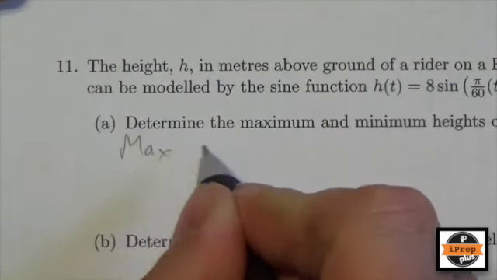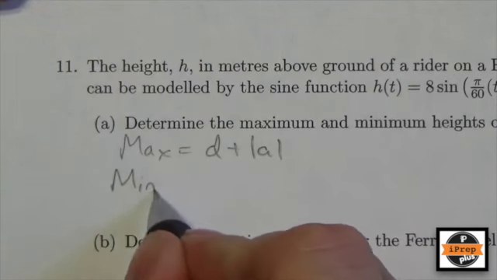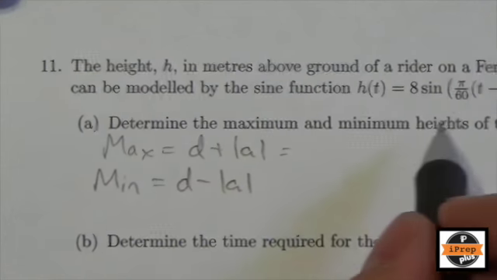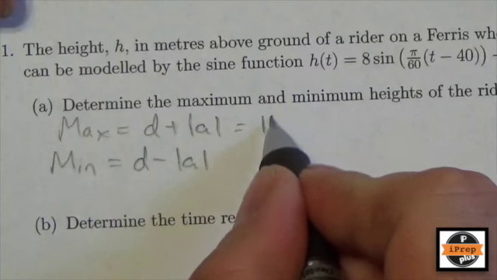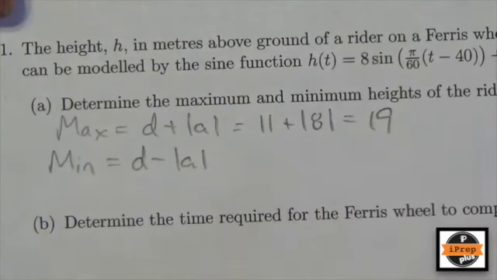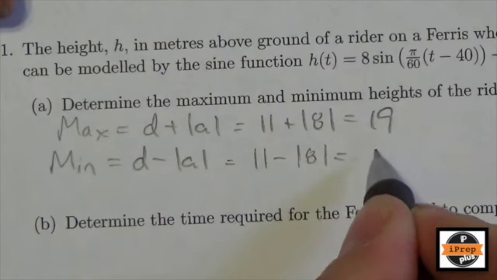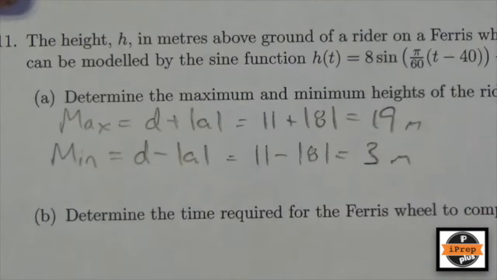Okay, well we know that the maximum is going to be the d value plus the absolute value of a, and the minimum value will be the d value minus the absolute value of a. And in this case, it's actually very straightforward to read. The d value is going to be 11, and the a value is 8. So this will be 11 plus the absolute value of 8, or 19. And this is going to be 11 minus the absolute value of 8, or 3. So the maximum height that we're going to get to is 19 meters, and the minimum height that we'll get to is 3 meters.